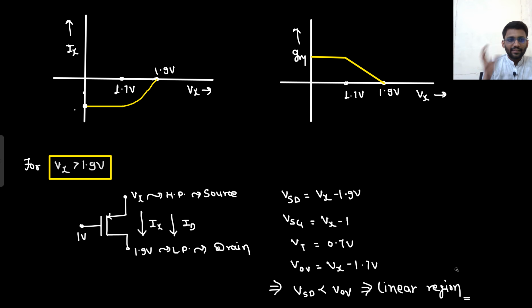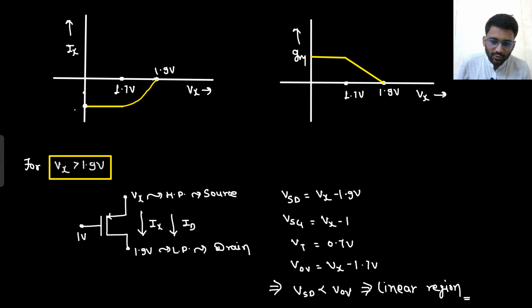The high chances are that they will define GM as del IX upon del VGS, or del IX upon del VSG. If they are defining del ID upon del VGS or del ID upon del VSG, then they need to define what is ID. So ID is the current from drain to source in case of NMOS and current from source to drain in case of PMOS.